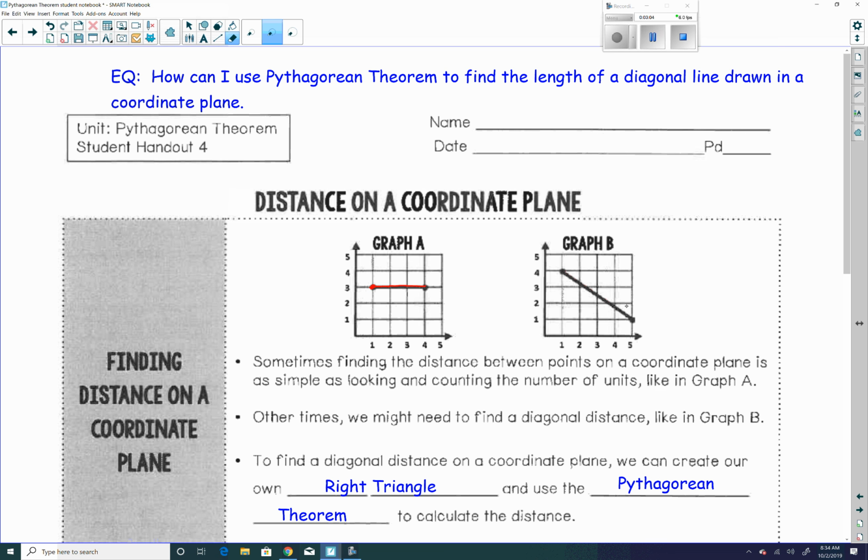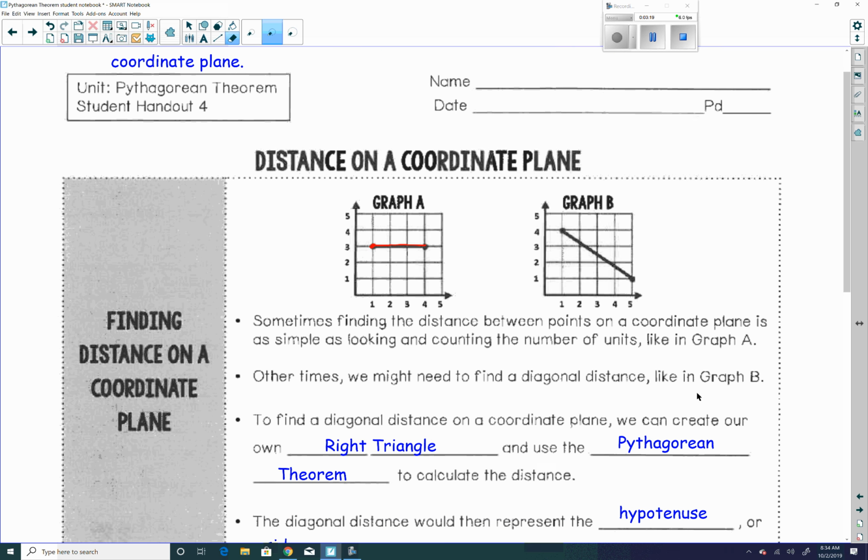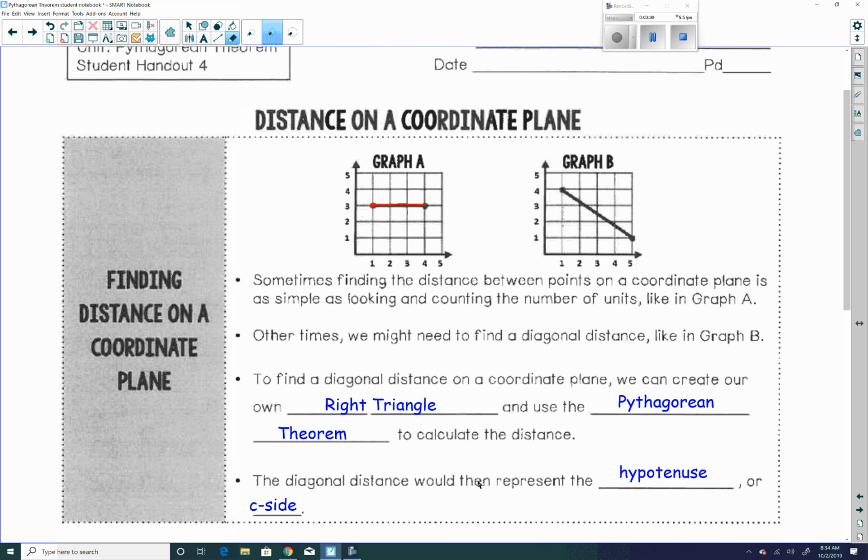So let's take a look at the notes here. It says sometimes looking at the distance between points on a coordinate plane is as simple as looking and counting the number of units, like graph A. Other times we might need to find a diagonal distance, like graph B. So what we're going to do to find a diagonal distance in a coordinate plane is create our own right triangle and use the Pythagorean theorem to calculate the distance. The diagonal distance would then represent the hypotenuse, or the C side.